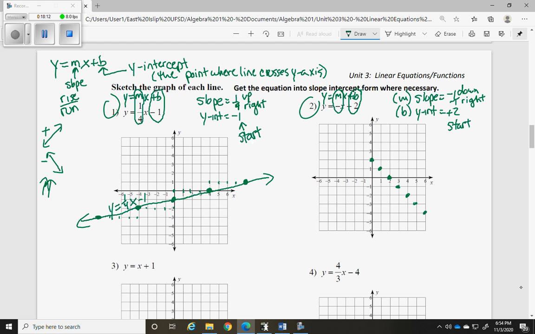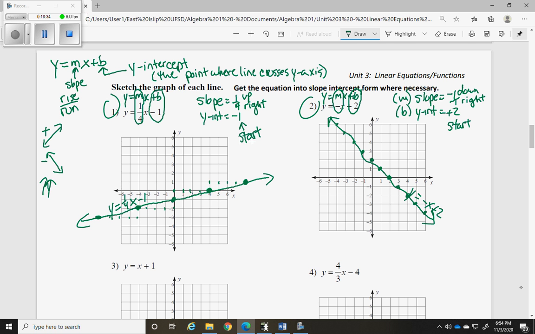I can continue in the other direction. All lines have to be straight. Sorry, that line does not look straight. Using this pen that I'm using at home, it's hard for me to draw lines. This is the equation y equals -x plus 2.